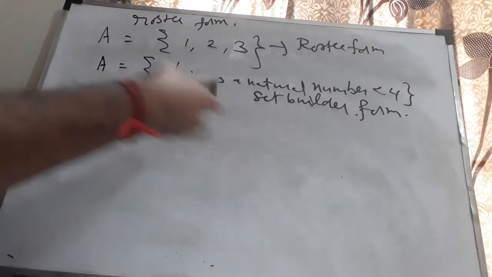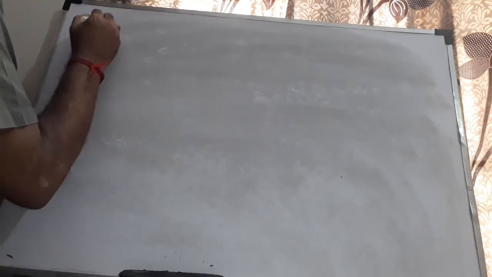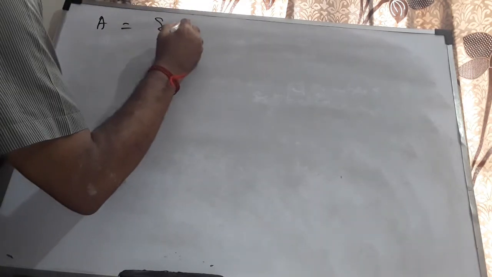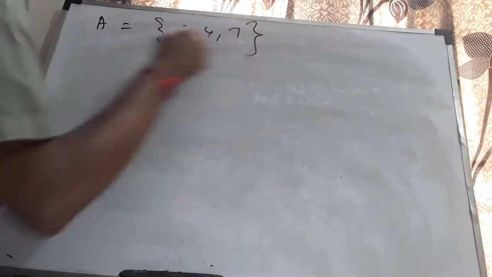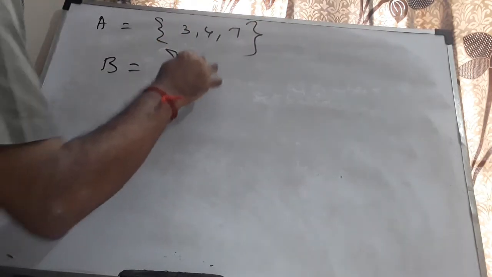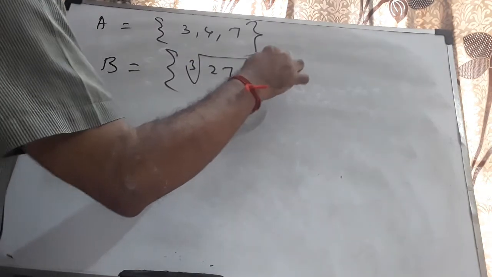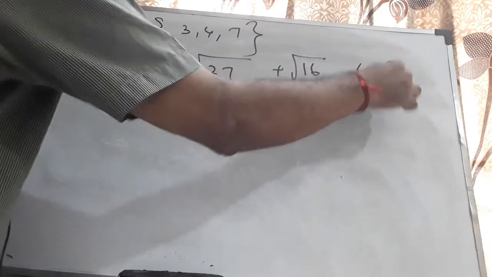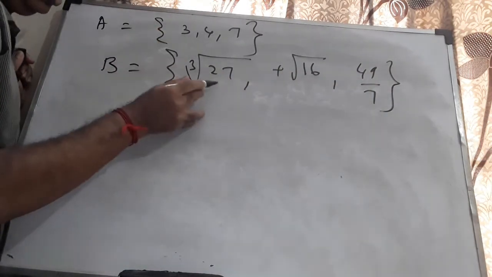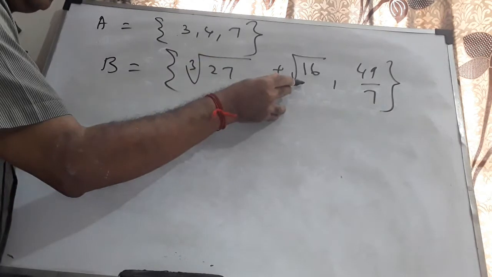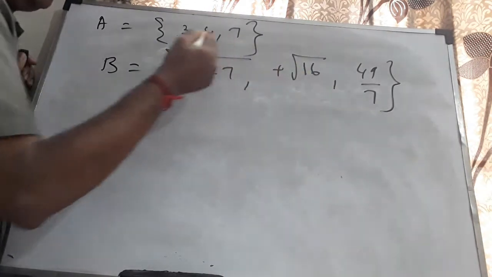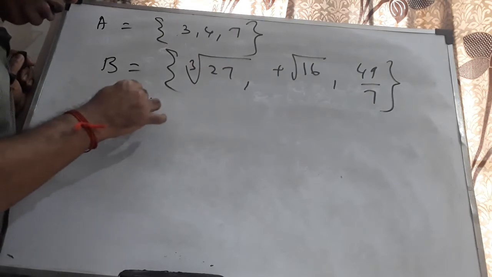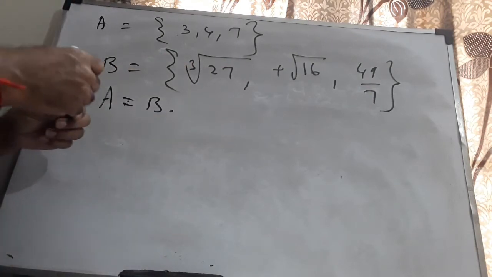If two sets A and B are given and they have the same elements, they are said to be equal sets. For example, A has 3, 4, 7, and B has cube root of 27, plus root of 16, and 49 by 7. Cube root of 27 is 3, plus root 16 is 4, and 49 by 7 is 7. They have the same elements. Therefore, A and B here are equal.